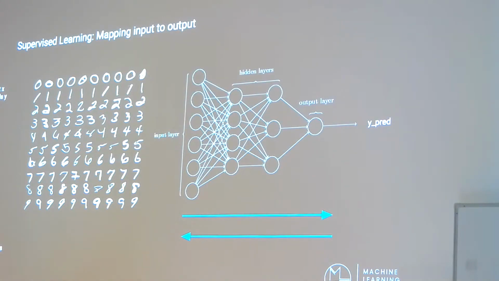So supervised learning, we said yesterday, is mapping input to output, right? This is the example of the MNIST handwritten digits. On the left side, you can see this is our input X, and we have our labels Y. Each handwritten digit gets a label. In this case, we have 10 digits, 10 labels, so we have a multi-class classification system.